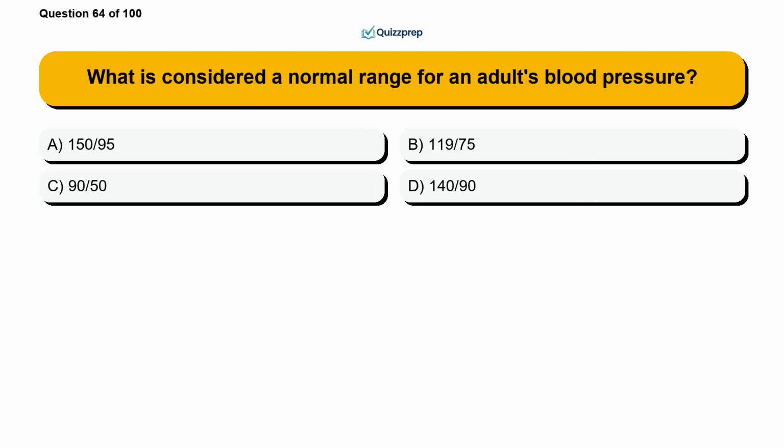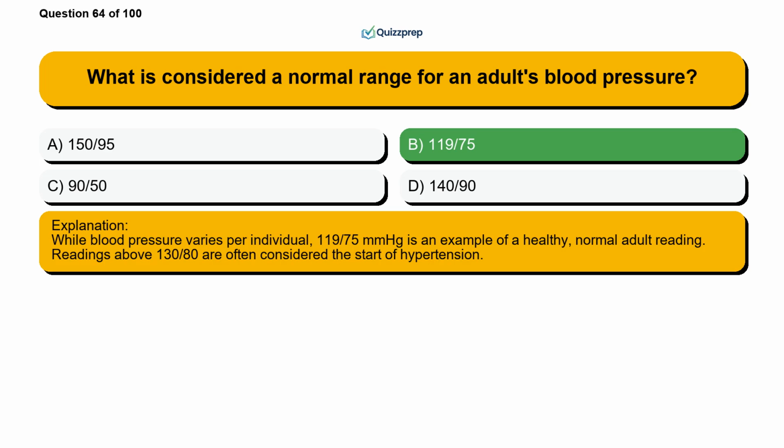Question 64. What is considered a normal range for an adult's blood pressure? Option A, 150/95. Option B, 119/75. Option C, 90/50. Option D, 140/90. The correct answer is option B, 119/75. While blood pressure varies per individual, 119/75 mmHg is an example of a healthy, normal adult reading. Readings above 130/80 are often considered the start of hypertension.